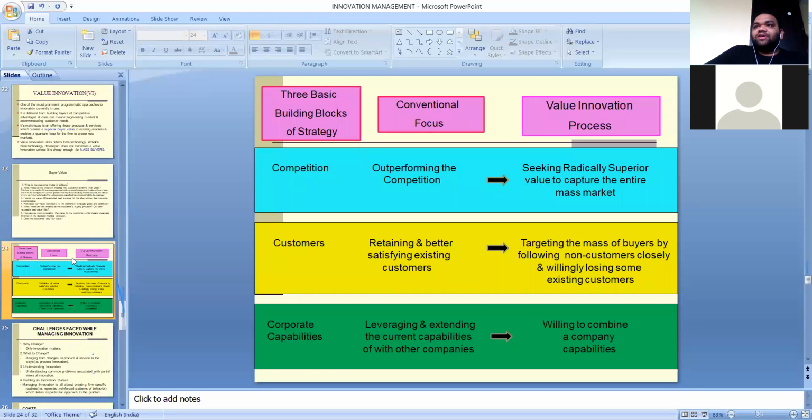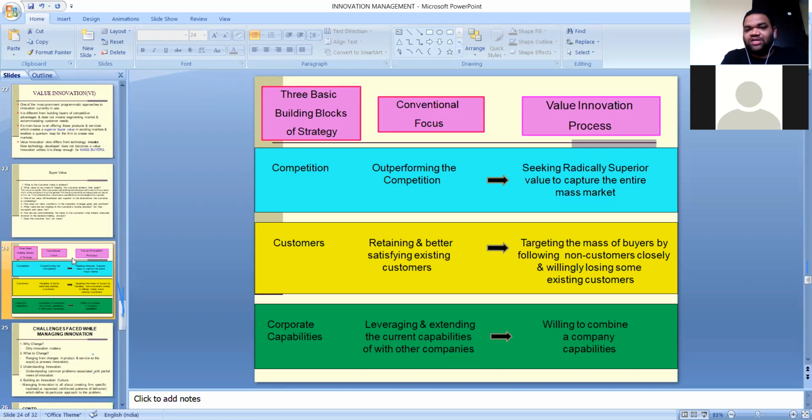I have already said that we have to differentiate and show ourselves superior to the competitors. So in the strategy, in the process of value innovation, we have to focus on outperforming the competition. Whatever the competition does, we have to perform more, we have to achieve more. Achieving more means we have to give more buyer value to our customers. That is what we call outperforming the competition.